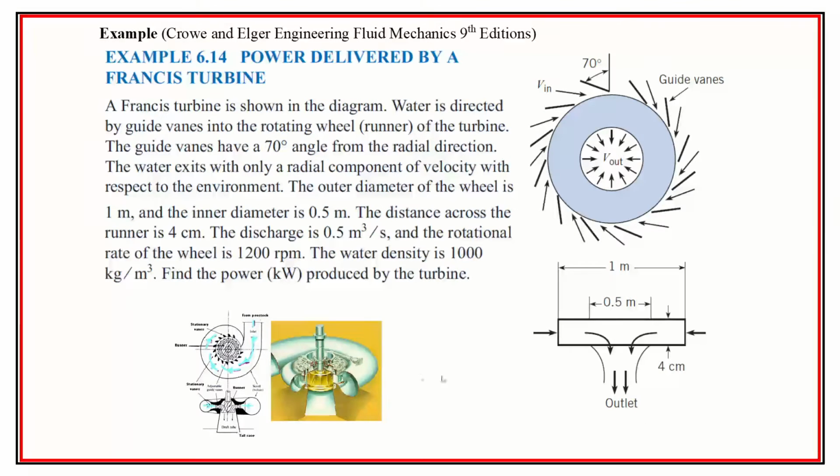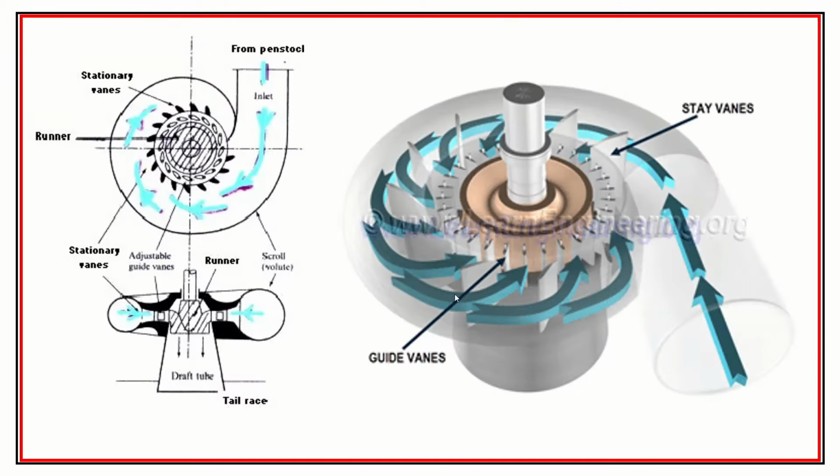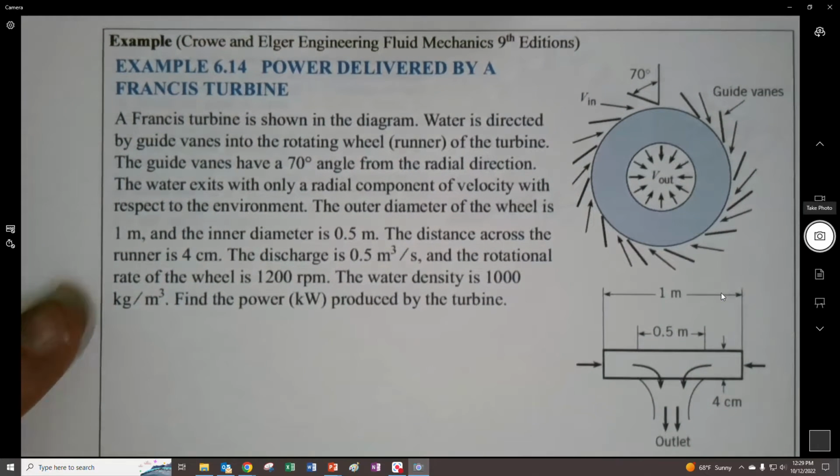And so here's a little picture of a Francis turbine. Here's a bigger one, so you can kind of see where we have water running through here. And it looks a lot like the opposite of a centrifugal pump, right? It's kind of interesting, right? But let's take a look and work through this problem.